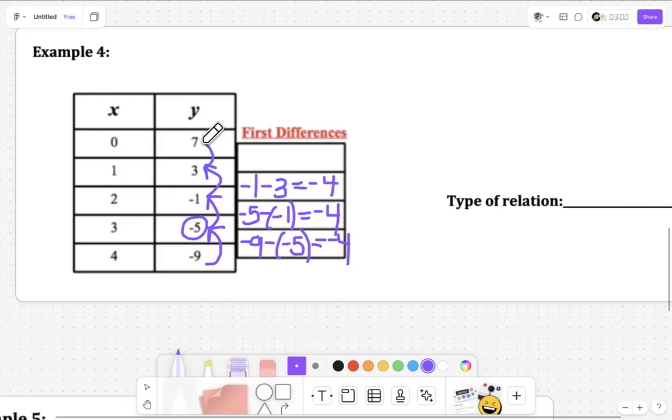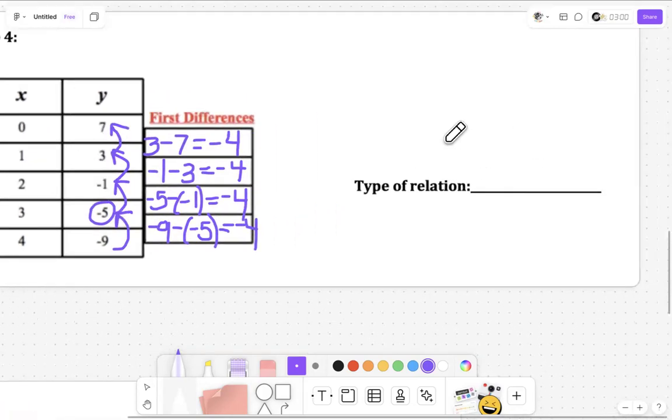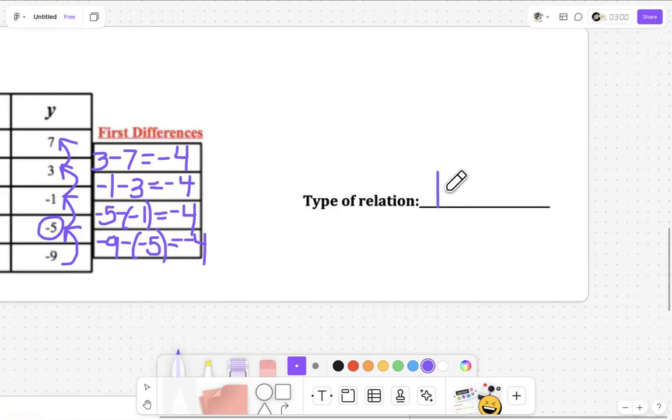And finally, 3 minus 7. So positive 3 minus 7. So I have a positive and a negative number. So in this case, the larger number is negative, so my answer is negative. And when we subtract 7 minus 3, we also get negative 4. So my first differences are all the same. Therefore, this is a linear relationship. Another way of saying a straight line, a linear relationship.